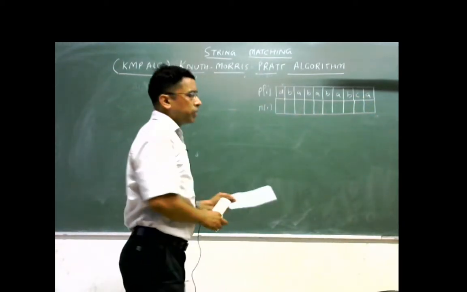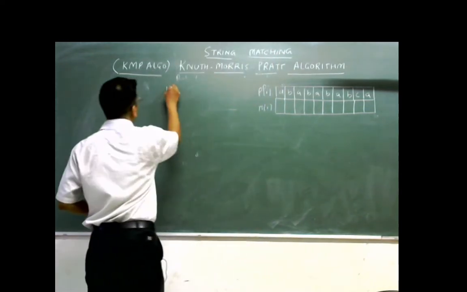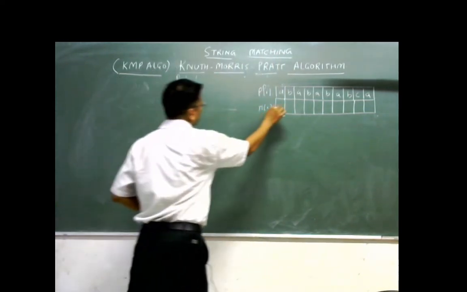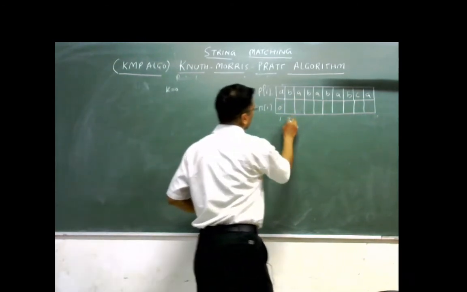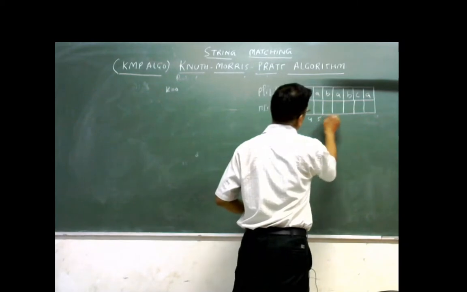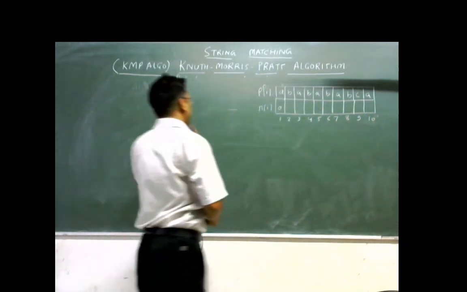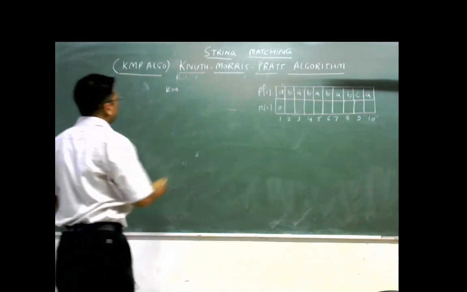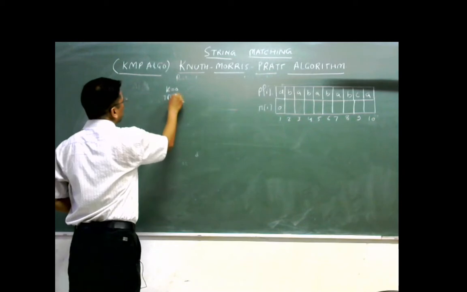Yes, initially we shall initialize the variable k equals 0, and the first position would be filled as 0. These are the position numbers 1, 2, 3, 4, 5, 6, 7, 8, 9, 10. Right? Now here we shall compute the function, and pi 1 is equal to 0.